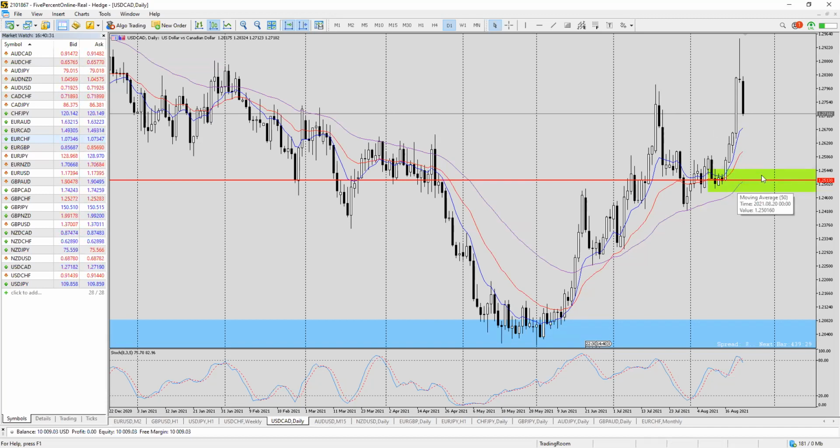Anyway, those of you who are looking to go long dollar CAD, anywhere around 124.70 to 125.40 or so, this is the best zone to be looking for a buy signal.